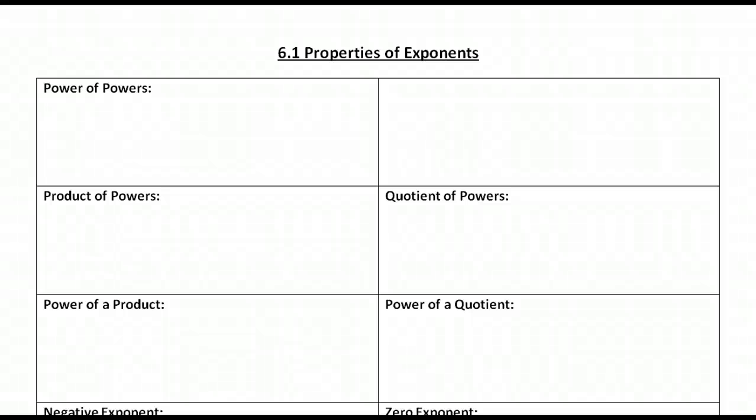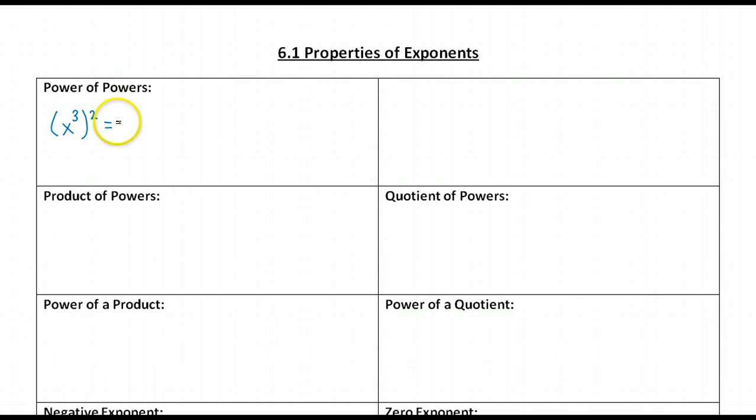There are 7 properties of exponents. They're kind of tough to keep straight, so I'm going to go over an example of each one before we go over the rule. The power of powers property works this way. If we have a base raised to a power, and that is raised to a power, we have a power raised to a power.